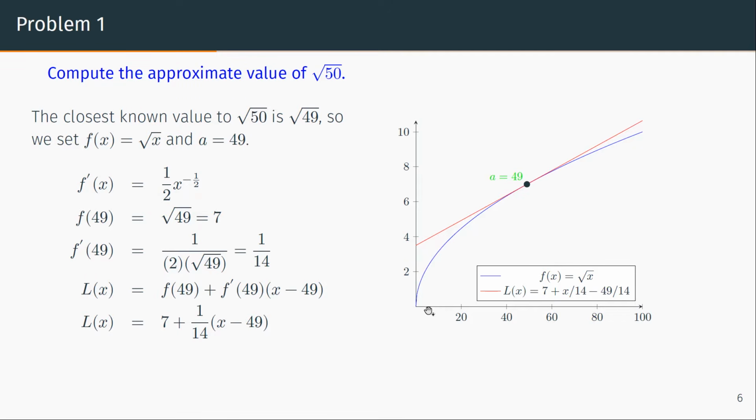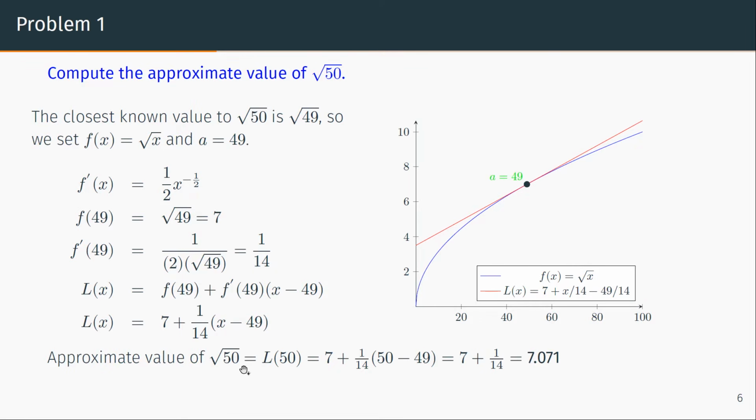Now looking at the plots, you see this blue plot is representing the function f of x, and this red straight line is the tangent, which at the points near a is equal to 49, it's able to approximate the given function well, right? So that's how we can use this straight line to compute the value of the function near 49.